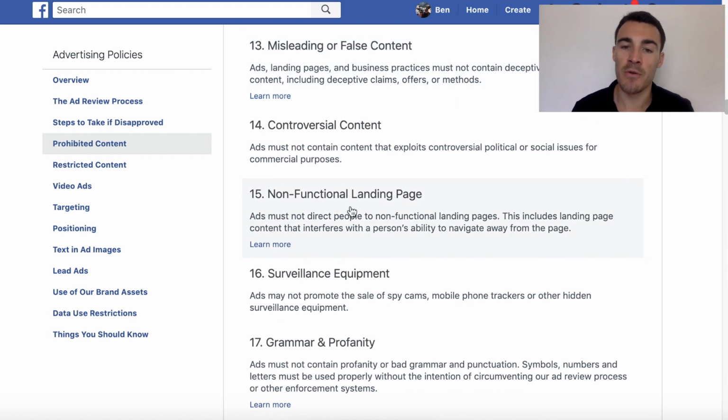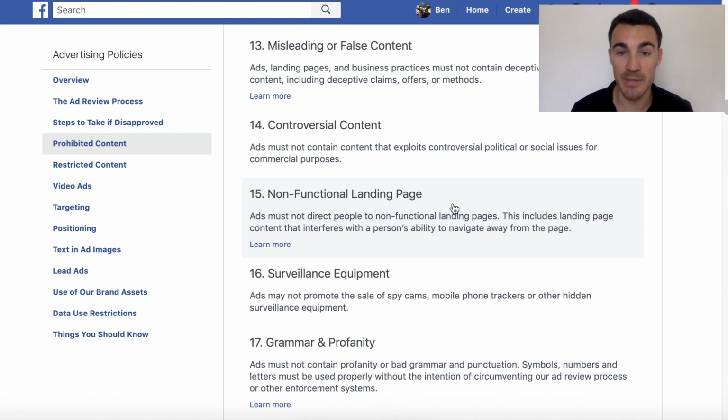The next one is a non-functioning landing page. Now, nearly everyone has a functioning landing page, of course, but a couple of things to be aware of. If you accidentally change your URL and it's going to an error 404 page, which I've seen happen a bunch of times, then obviously your ad's going to be disapproved because of that. Another thing that Facebook counts as non-functioning is exit pop-ups. So someone comes through to your landing page, and then they try and navigate away, and a pop-up pops up saying, oh, you forgot to do this, or why don't you sign up to our newsletter?